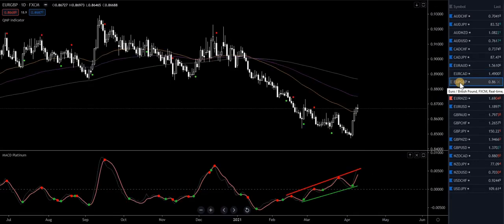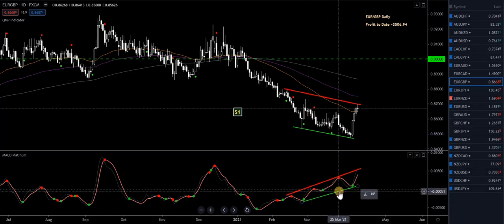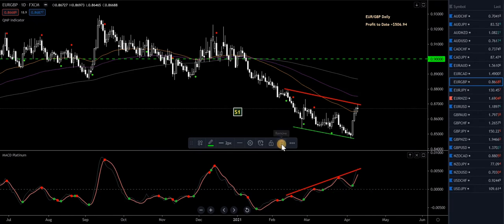Euro Pound, no trades on. Similar sort of scenario to the Euro CAD we just looked at. And get rid of those green lines.